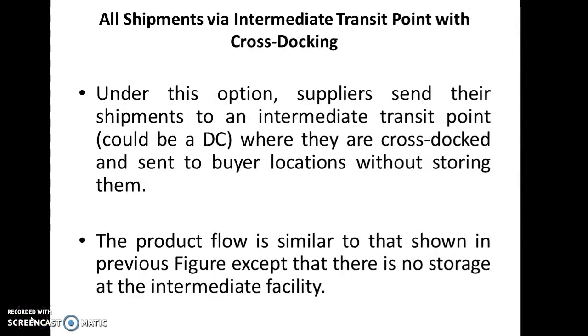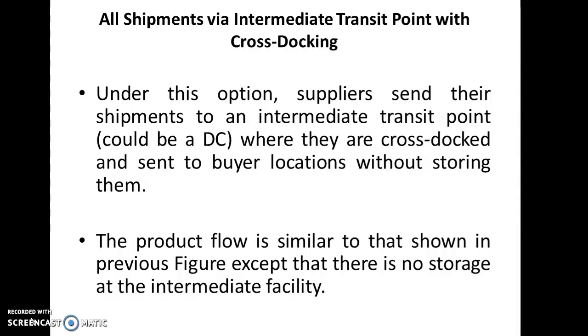The next transportation model is all shipments via intermediate transit point with a cross-docking. Under this option, suppliers send their shipments to an intermediate transit point, which can be a distribution center also, where they are cross-docked and sent to buyer locations without storing them.